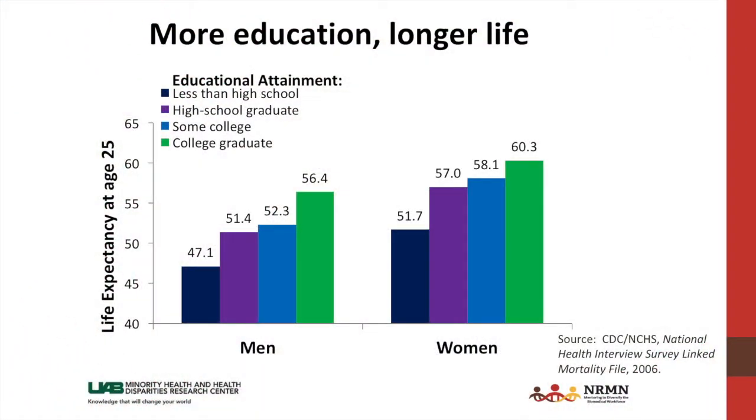So for example, this graph can show you that a person with a higher education has a higher life expectancy than a person with low education. This is equal for both men and women. People with less than high school have a lower life expectancy than a person with a college graduate degree. It's amazing to think about it like that.